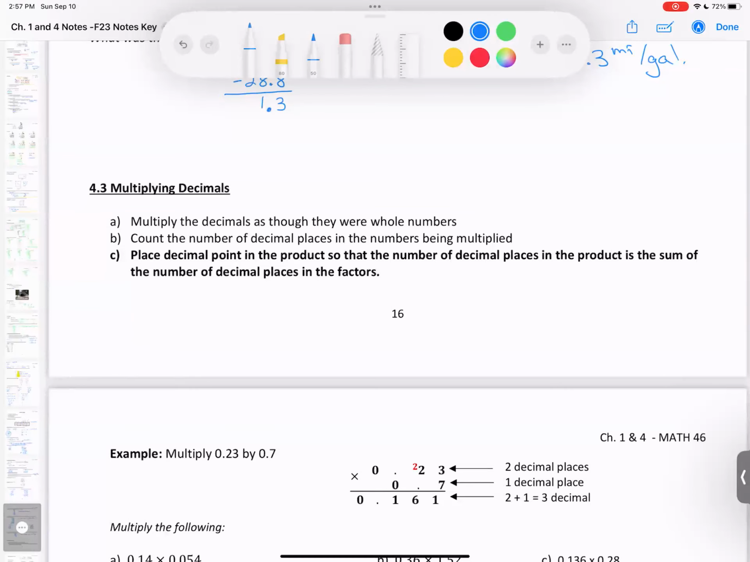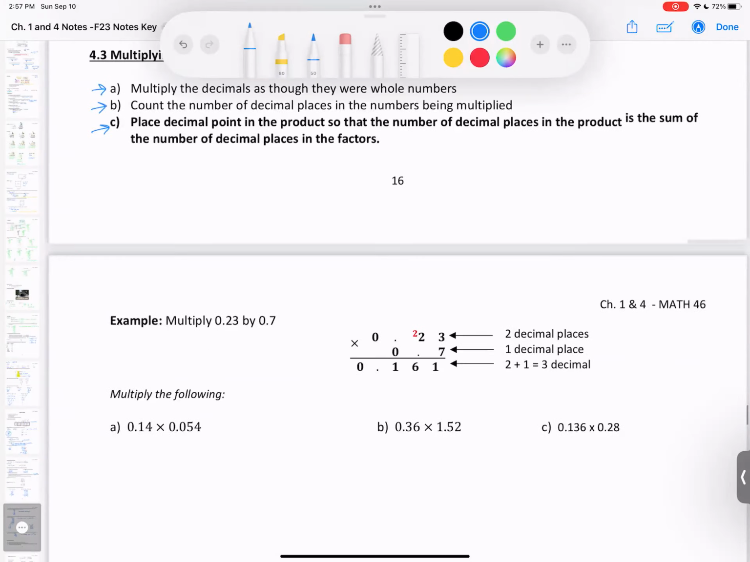Welcome to 4.3. So now we're moving into multiplying decimals. When multiplying decimals, you're going to multiply the same way you would with whole numbers. So don't worry about stacking decimals here. You don't need to, but you're going to need to count the number of decimals in each of the numbers that are being multiplied, and then add those two numbers together to figure out how many decimals are going to be in your answer. So let's try an example.